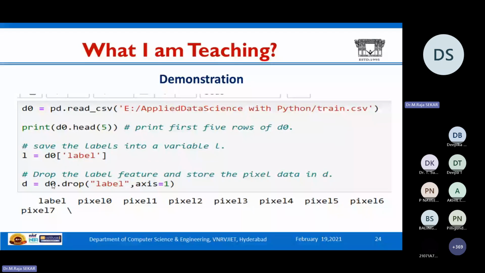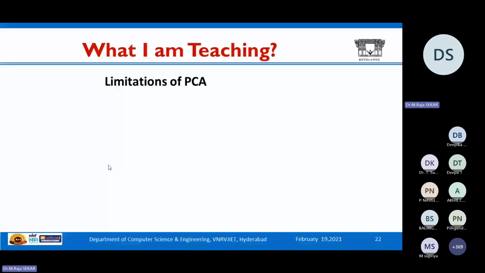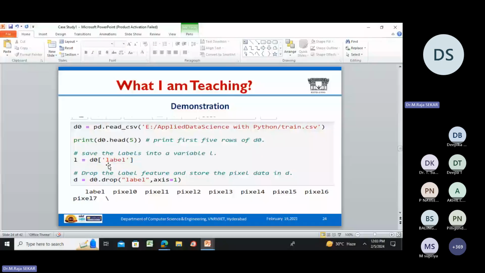Yes, let me explain this PCA with simple Python code. These are the limitations of PCA which we discussed. You can find this particular code and this particular data set in Kaggle. If you go to Kaggle, you can see this particular data set.